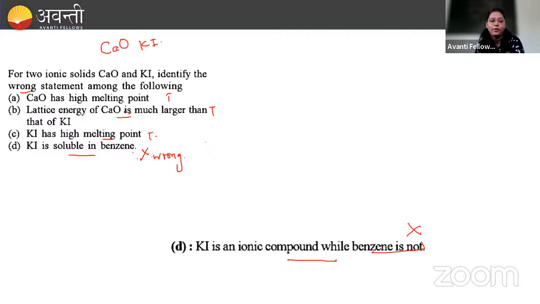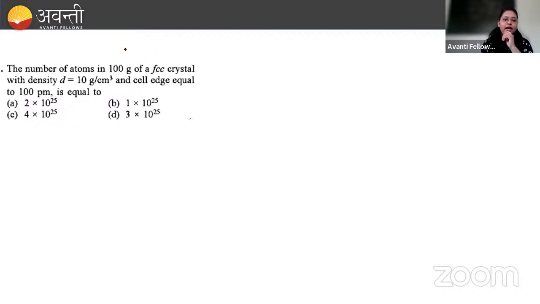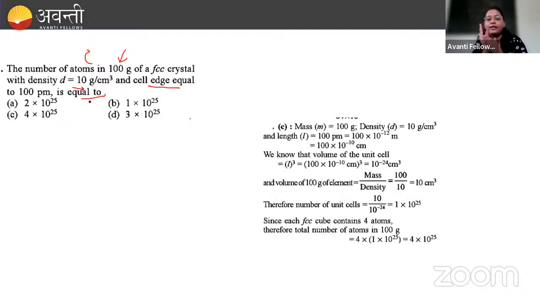Yes, let's solve the next problem. Number of atoms in 100 gram of FCC crystal lattice with given density and cell edge. How many atoms are present here, if we have 100 gram of FCC crystal lattice, whose density is 10 gram per centimeter cube and cell edge is equal to 100 picometer? We know the formula of density. Mass is given as 100 gram, density is given as 10, and edge length I have converted into centimeter.